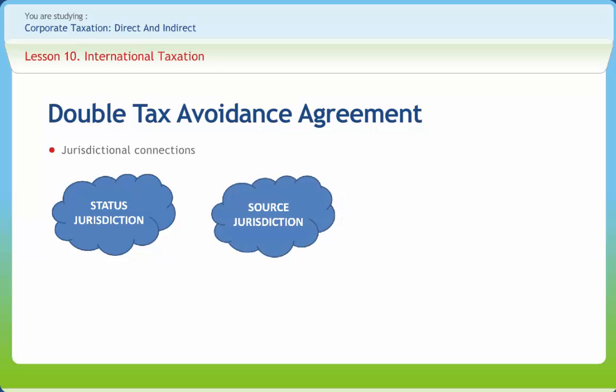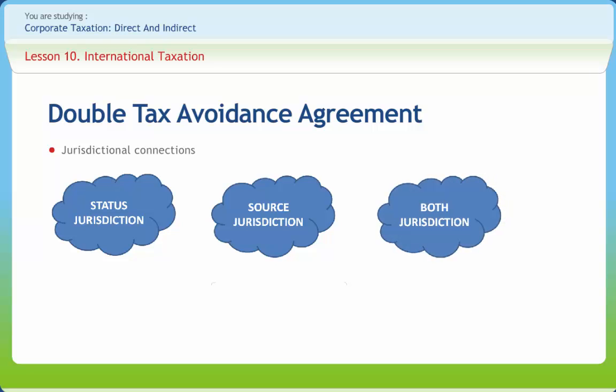Source jurisdiction. European countries follow source jurisdiction, accruing or arising from each source in the country, which is subject to taxation. France, Latin American countries, and some Middle East countries follow this system.